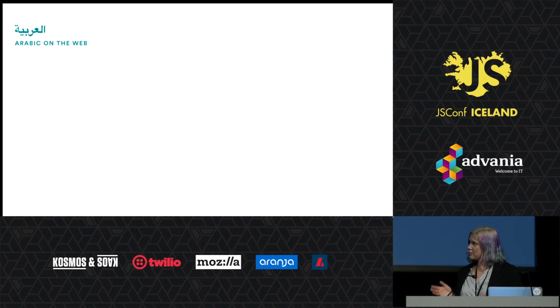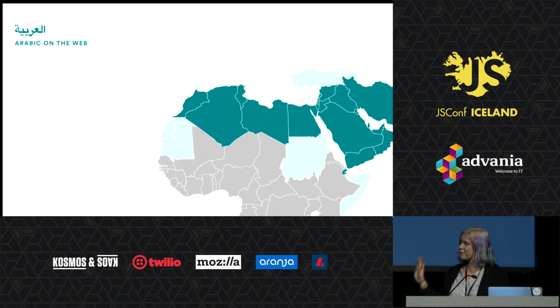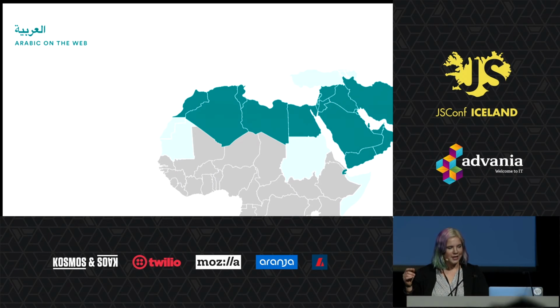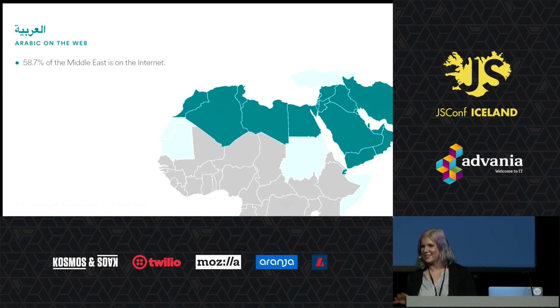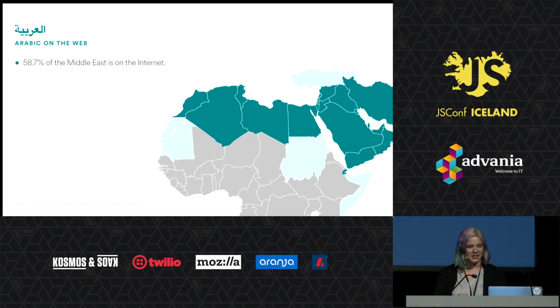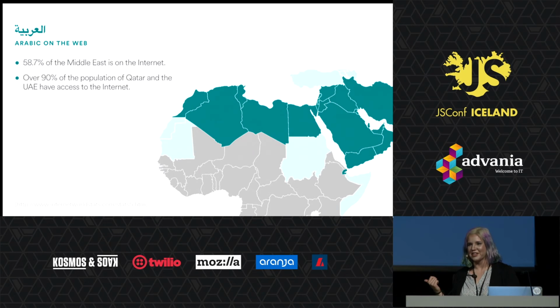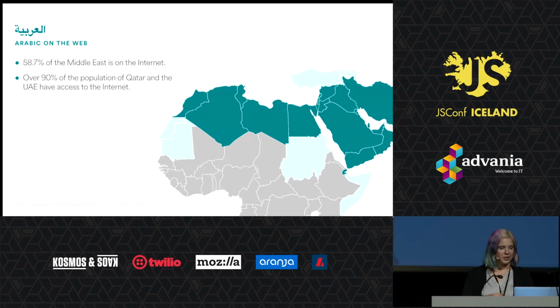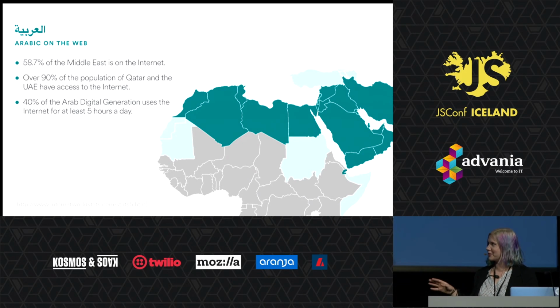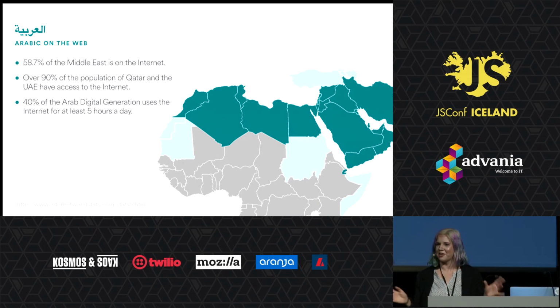Now, since Arabic is the most popular of these languages, we actually have the most data on Arabic internet users, and specifically on the growing digital generation in the Middle East and North Africa. Internet penetration in the Middle East is actually higher than the global average of 51%, sitting at near 60%. Some countries, like the UAE and Qatar, have over 90% of the population regularly accessing the internet. And these aren't casual users. 40% of what's been dubbed the Arab digital generation is on the internet for at least 5 hours a day.